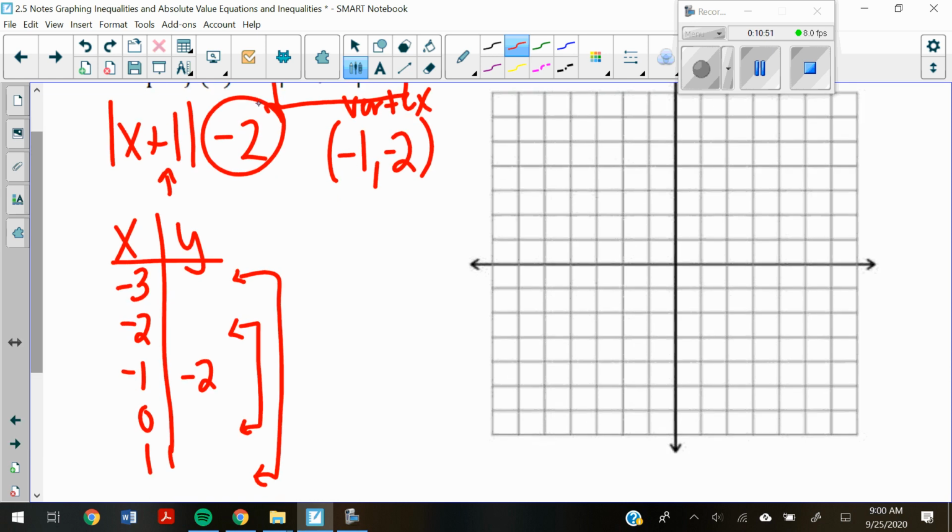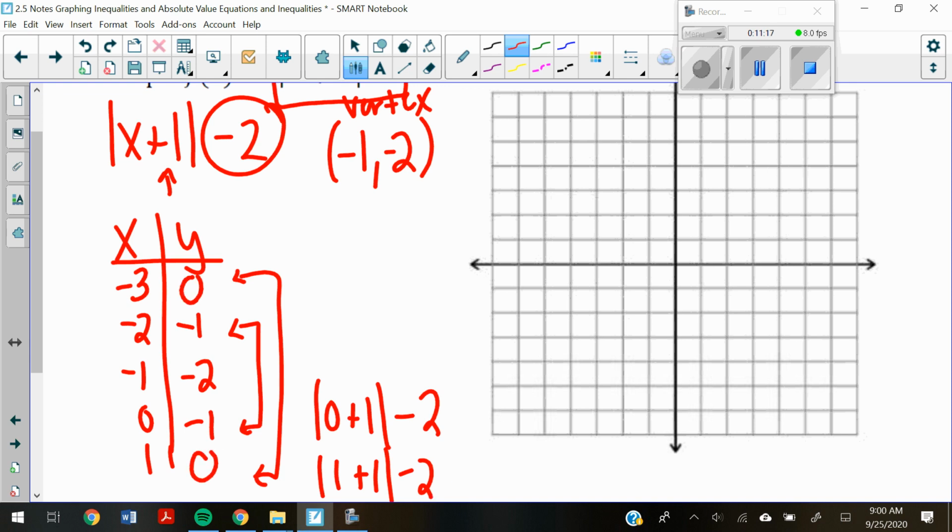All right, so absolute value of 0 plus 1 minus 2. 0 plus 1 is 1. The absolute value of 1 is 1. Minus 2 gives me a -1. So that's going to go there. I'm going to plug in 1. 1 plus 1 is 2. The absolute value of 2 is 2. Minus 2 gives me a 0. So these are going to be the same.